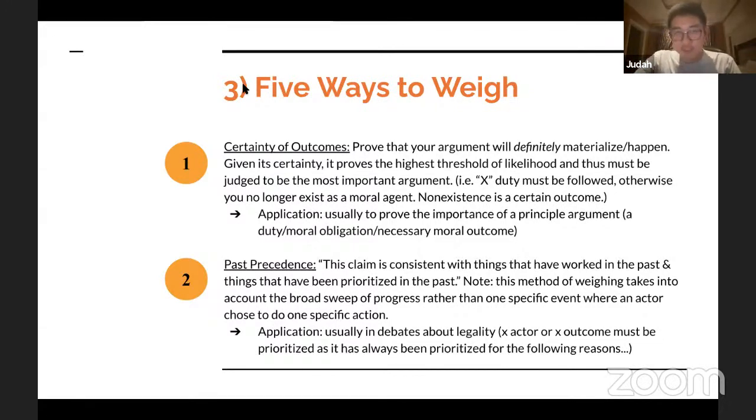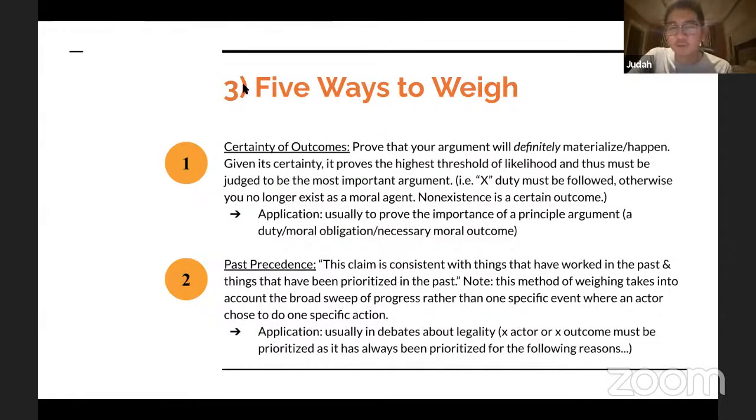So the first way you can do that is to talk about the certainty of outcomes. That's basically you trying to prove that your argument will materialize or will happen, and that given it is certain to happen, it proves the highest threshold of likelihood, or the highest threshold of a burden in the round, or this being the most likely case. Therefore, regardless of how large the impact is from any team, those impacts, again, were speculative, our impacts were certain, and thus must be judged to be the most important argument.